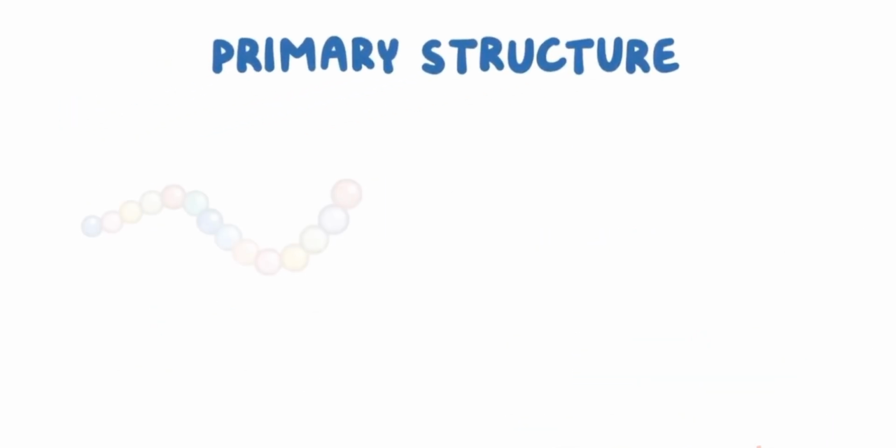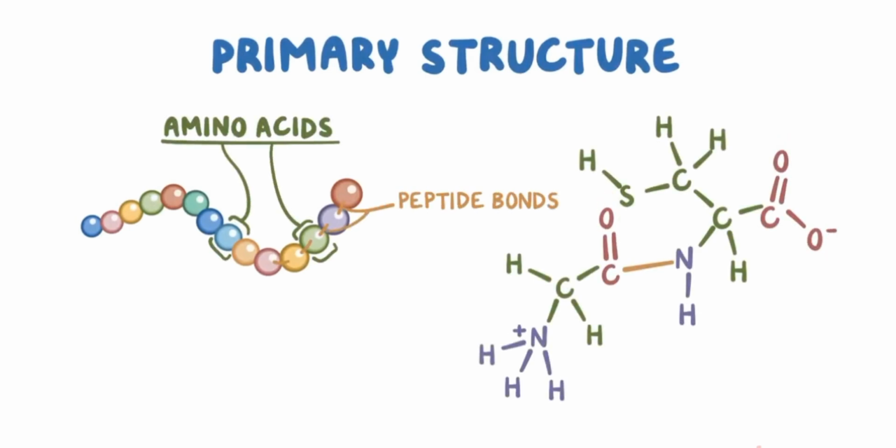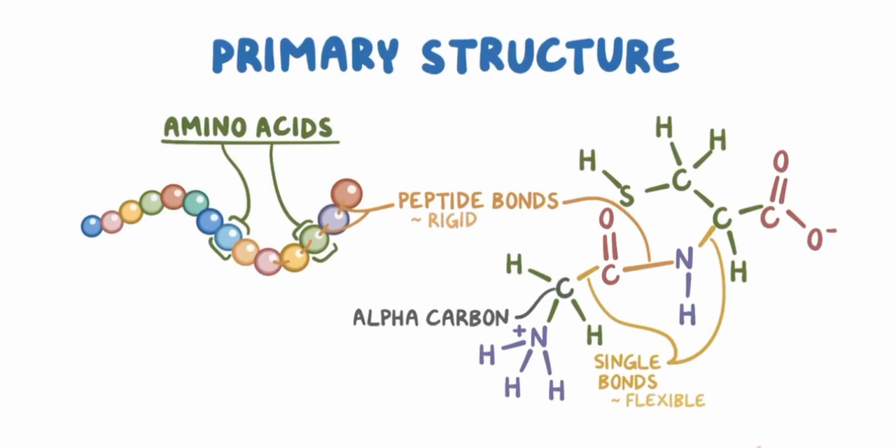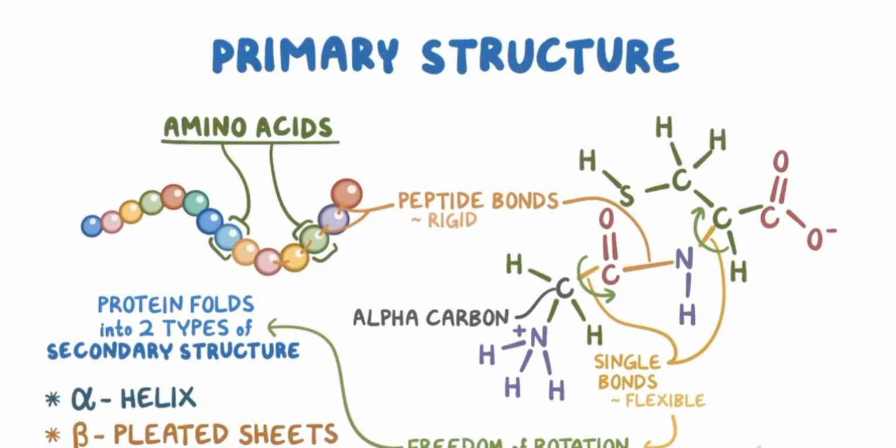When it comes to proteins, the primary structure is simple enough. It's just a linear sequence of amino acids connected through peptide bonds, like a string of pearls. Now, the peptide bonds between the amino acids are very rigid, but by comparison, the single bonds connecting the amide functional group of the peptide bond to the alpha carbon are flexible. That allows significant freedom of rotation, and through that rotation, the protein can fold into one of the two types of secondary structure: alpha helix or beta pleated sheets.